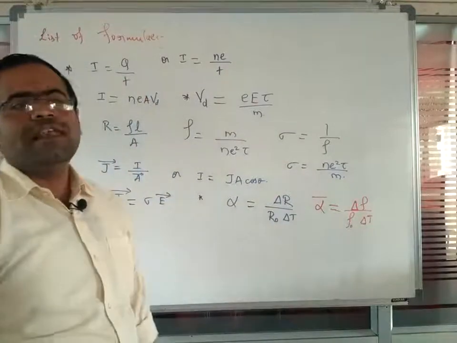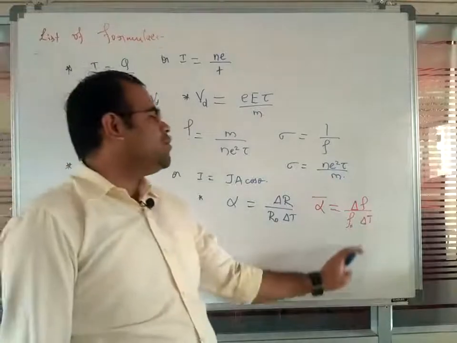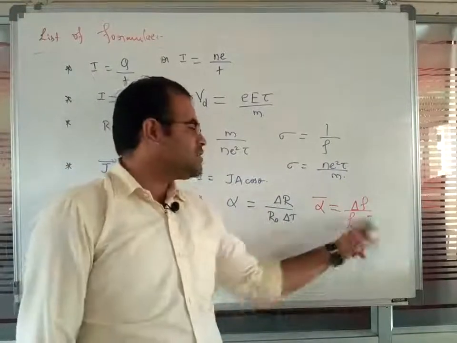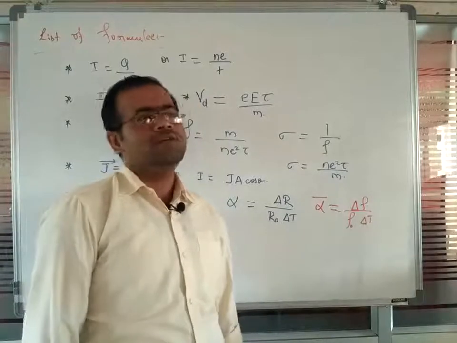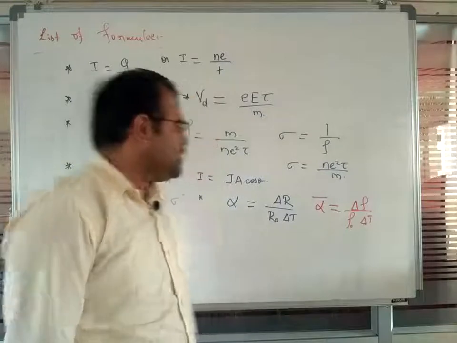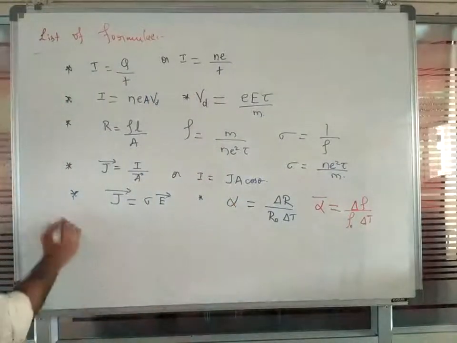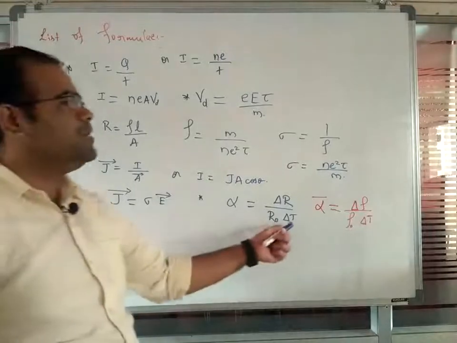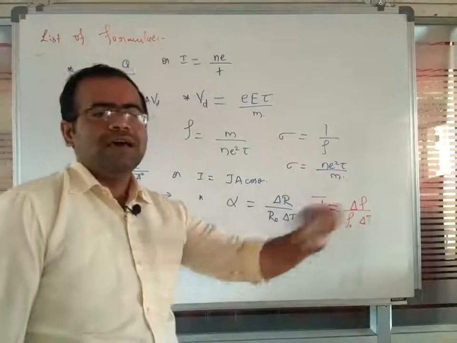And delta T represents the amount of temperature change in a given material. So this is about the temperature dependence of these materials on the properties of resistance as well as resistivity.